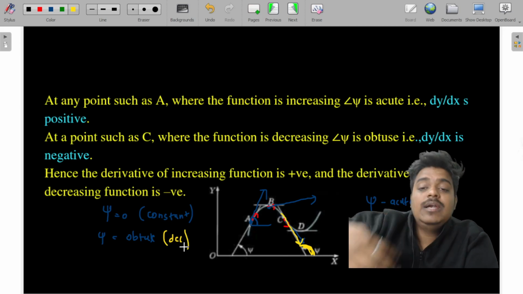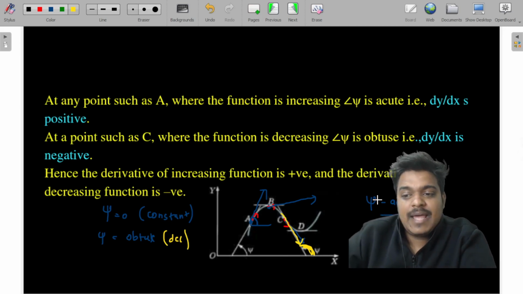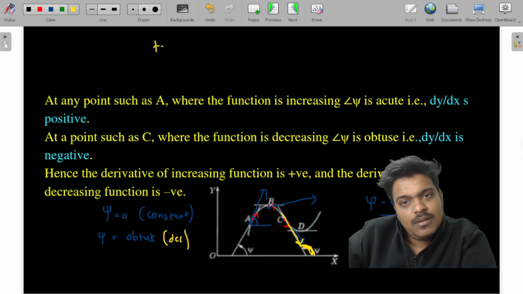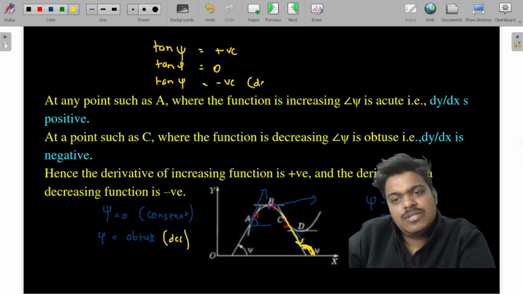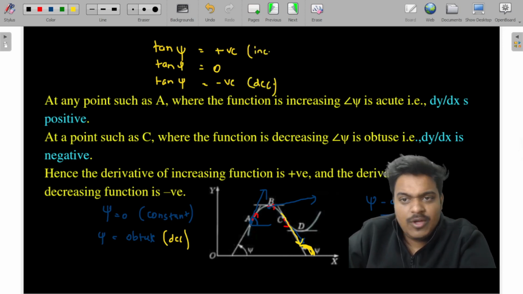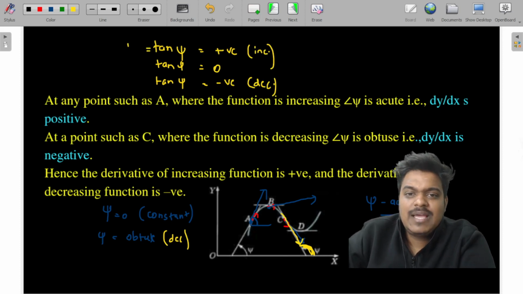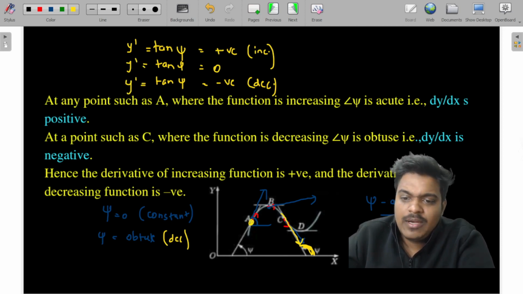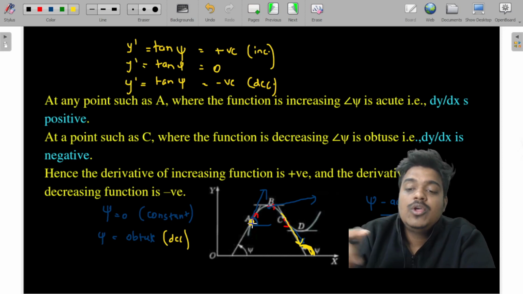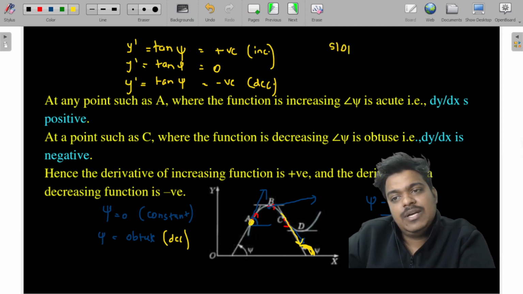Absolutely okay. Now we'll dig into it more. What do you mean by tan psi? If psi is acute, tan psi will be positive. Yes or no? Tan psi will be 0 for a constant function, and tan psi will be negative for a decreasing function. Yes or no? Sir, we got it. Now what do you mean by tan psi? Tan psi is nothing but the derivative. So if you find the derivative at that point, you are actually calculating the slope of the tangent.